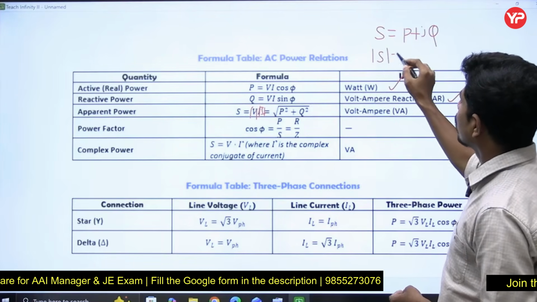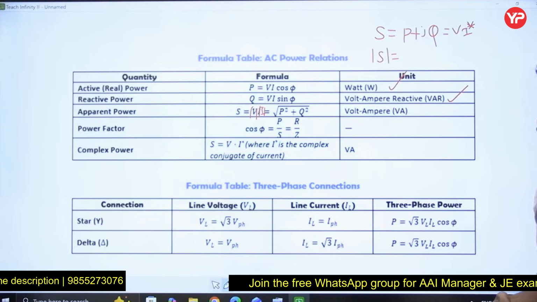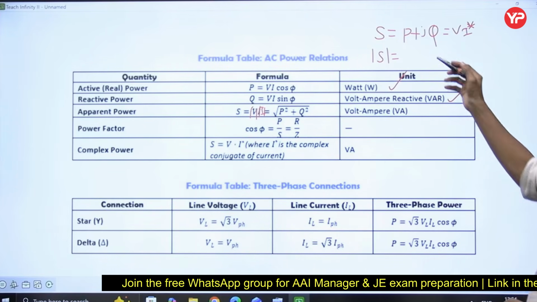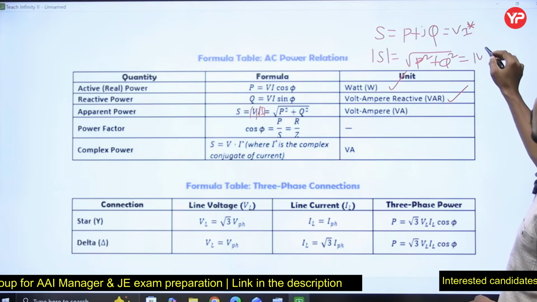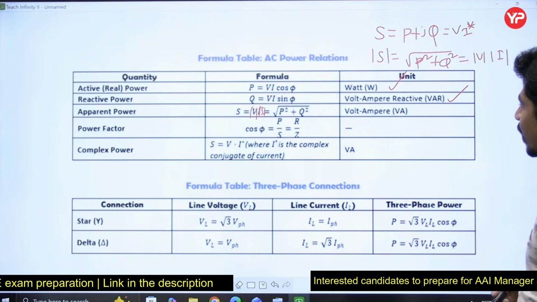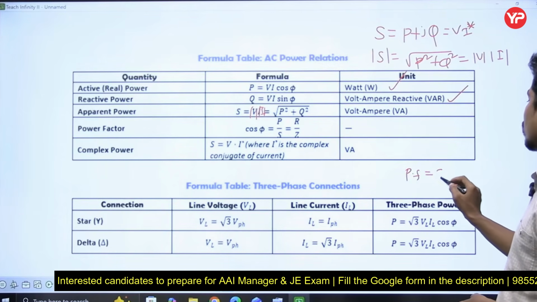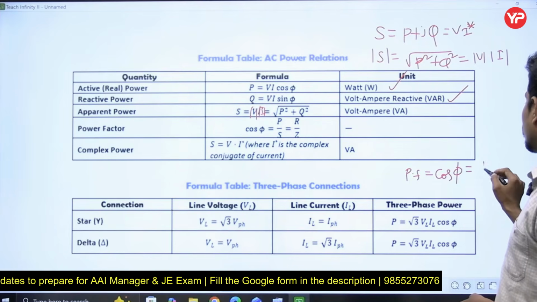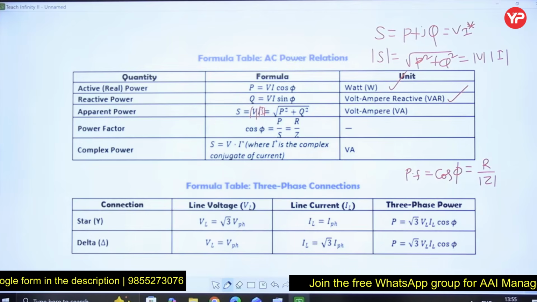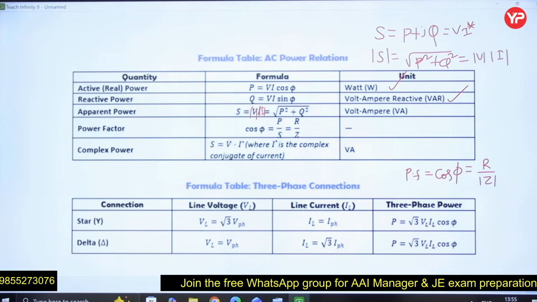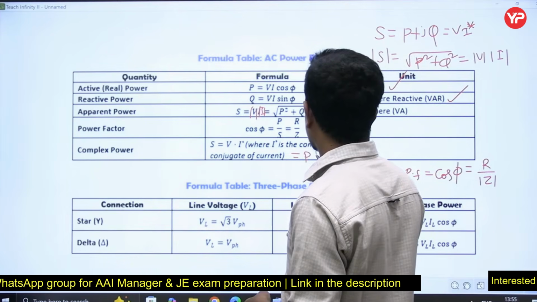If I want its magnitude, in fact that is equal to V into I conjugate. Conjugate you know very well: if the angle is 30 degrees, we have to take it as minus 30 degrees. Root of P square plus Q square is equal to mod V into mod I, right? Now power factor cos phi is equal to R by magnitude of Z, right? So complex power S is equal to V I conjugate, where I conjugate is the complex conjugate, which is equal to P plus JQ.